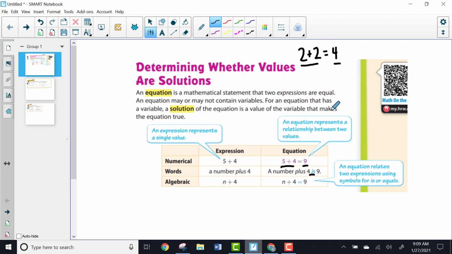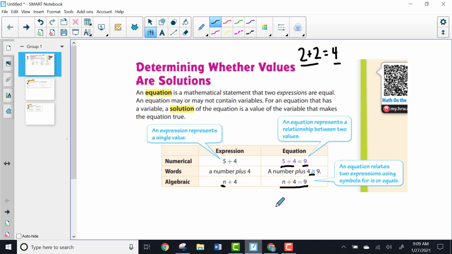As far as an algebraic expression, remember, in order for it to be an algebraic expression, it must contain a variable. So now we have n plus 4. And then n plus 4 equals 9. Even though we don't know the value of n, this still is an equation. Remember, it represents a relationship between two values: n and 4, and also 9.